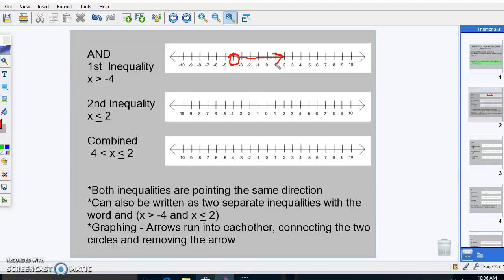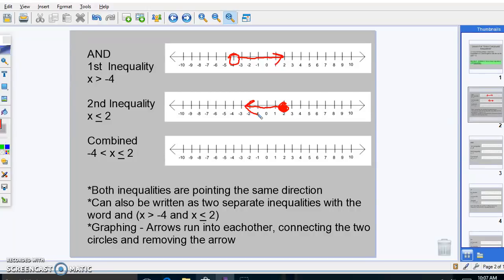Our second inequality shows that x is less than or equal to 2. Because this one is also equal to, we need to color in our circle at 2, and then our arrow needs to cover numbers that are less than 2, such as 1, 0, -1, and so on. Because this is a compound inequality, putting two inequalities together, we're going to take our pictures from the first inequality and the second, and merge them together.